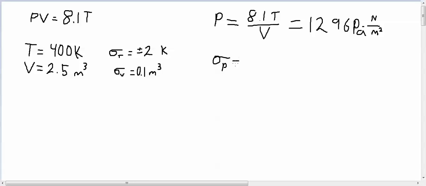Variance of the pressure is going to be equal to the square root of the sum of the partial derivatives of P in terms of, let's just use n, multiplied by the variance of n. We are going to square that. So because we have two values, our temperature and volume, our variance for pressure is going to look something like this.